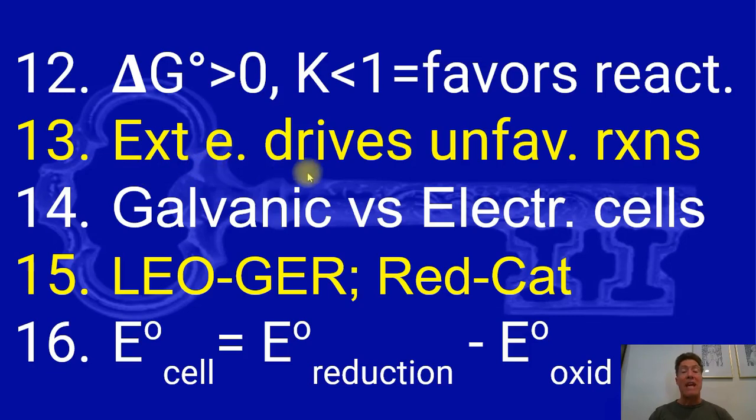We can use external energy to drive unfavorable reactions, and we can couple favorable with unfavorable reactions to get an overall favorable net result. We looked at the difference between galvanic, spontaneous versus electrolytic, non-spontaneous cells. We keep track of where oxidation happens, that's at the anode, and where reduction happens, that's at the cathode. We can look at the voltage of the entire cell, which is the sum of the two half cells.